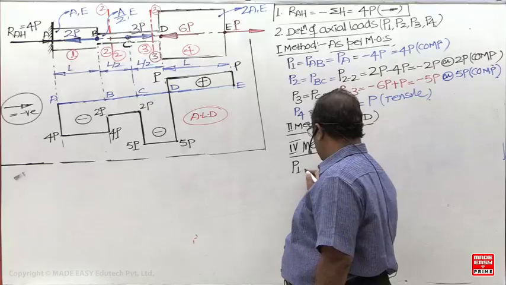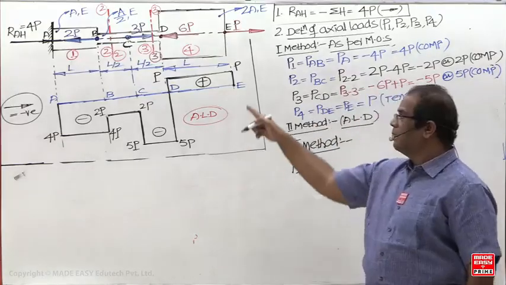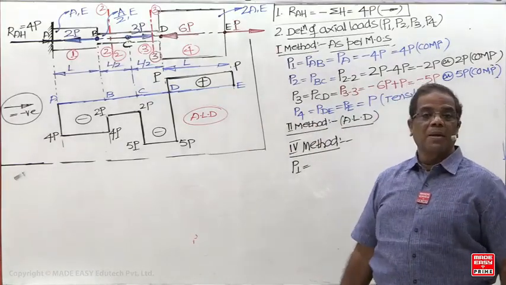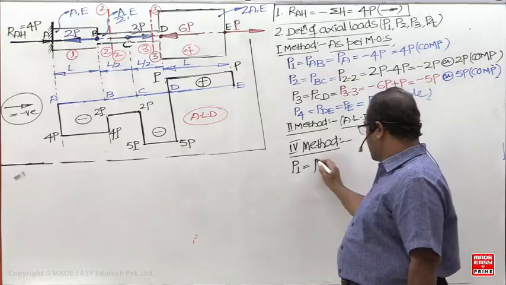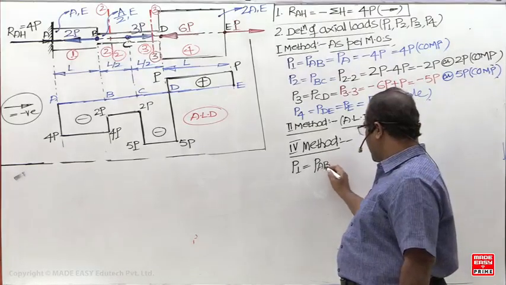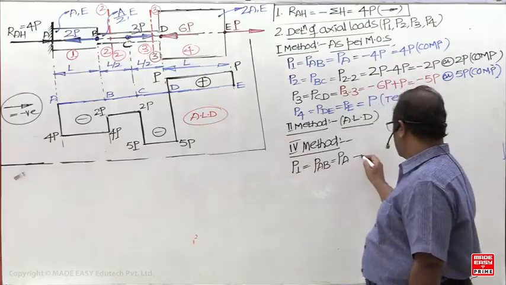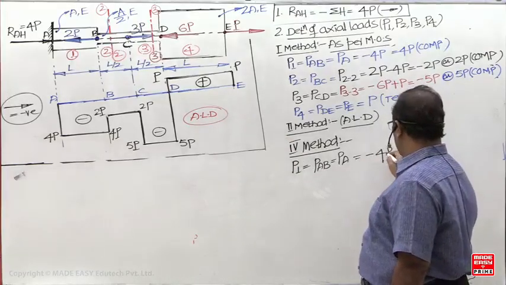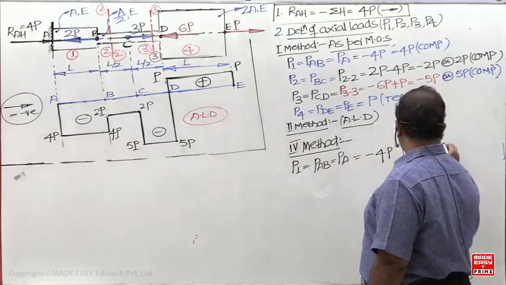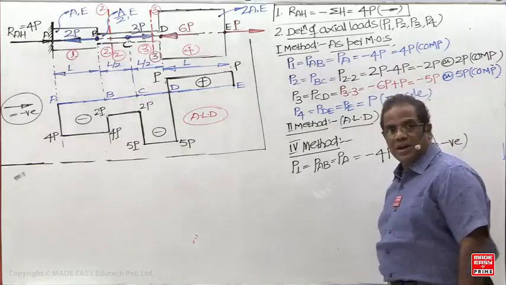P1. P1 means AB member now. For the AB member, which is a non-junction A, what is the load at A? 4P compressive. So which one have you taken negative now? Towards the right side you have taken negative.